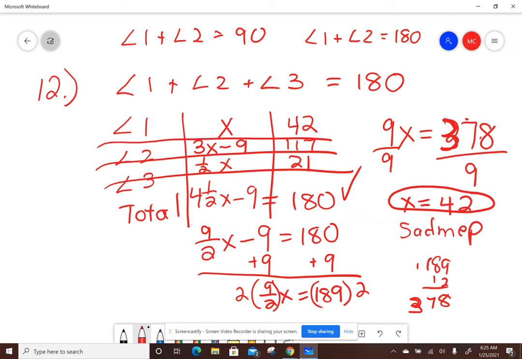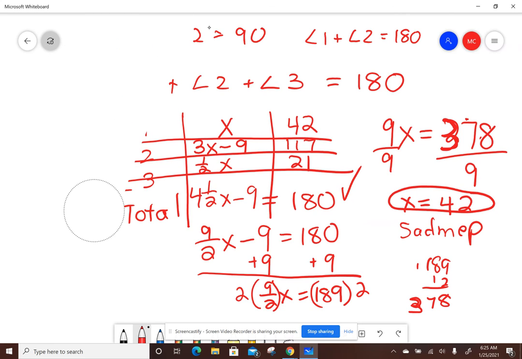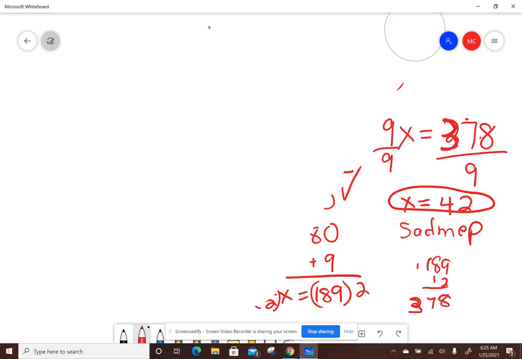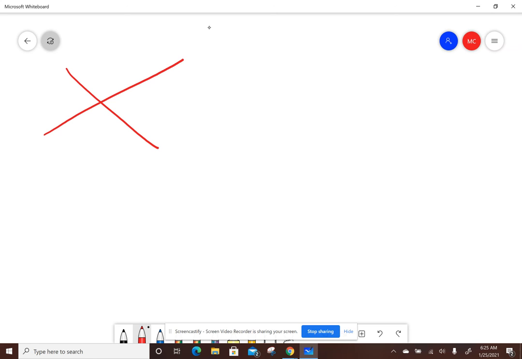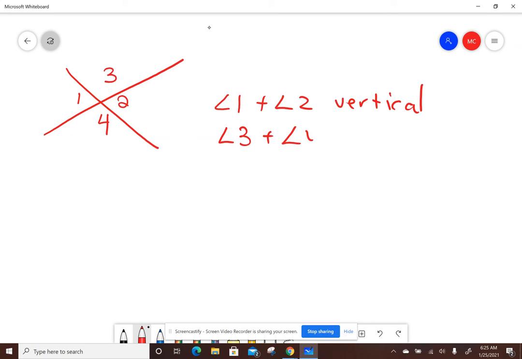Okay, and now number 13 says draw a vertical angle. So vertical angles are opposite angles. So 1 and 2 are vertical angles. Okay, angle 1 and angle 2 vertical. I could also have done 3 and 4 because angle 3 and angle 4 are vertical.